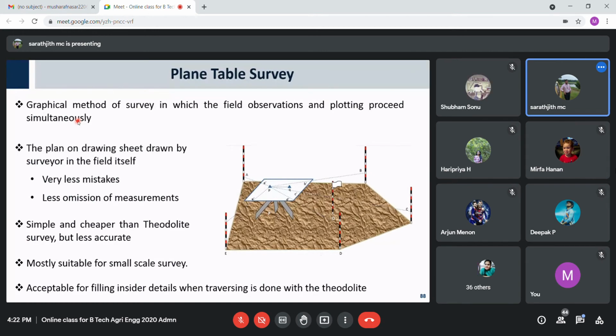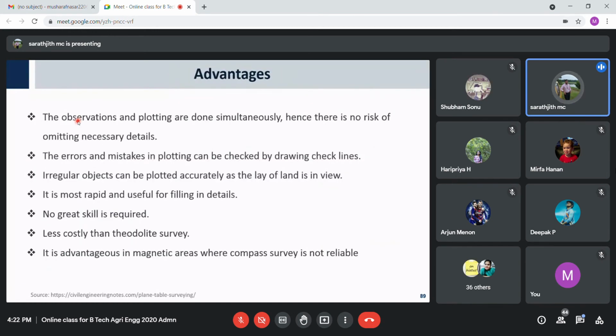Yes, sir. Okay, although we have mentioned some advantages, let us have a look at the advantages in detail. The first one we have already discussed: the observations and plotting are done simultaneously, hence there is no risk of omitting necessary details. The errors and mistakes in plotting can be checked by drawing check lines. See, here you have the advantage.